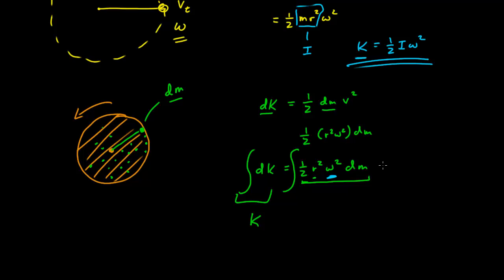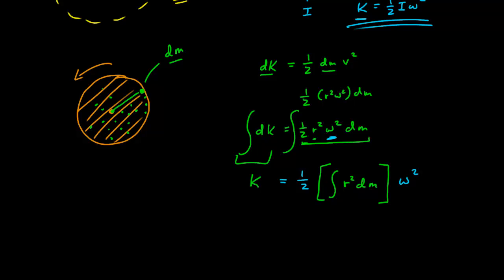I'm summing up all the little particles. So I get the kinetic energy is 1/2, then what's left here, the sum of all the masses times r squared, where r is the distance each little mass is from the axis of rotation, then times omega squared, which I've pulled out of the sum. And so now I recognize that this is the moment of inertia of a solid object.